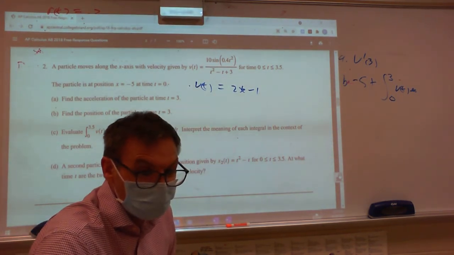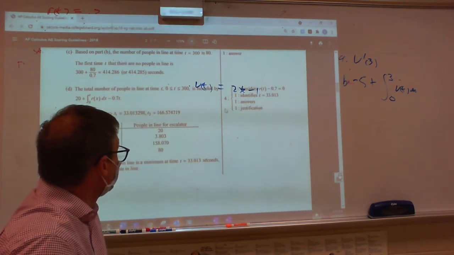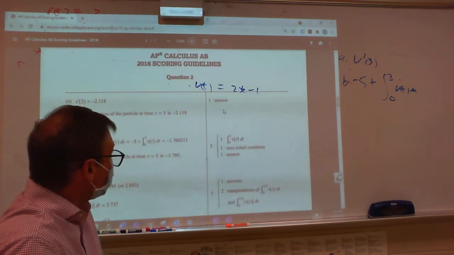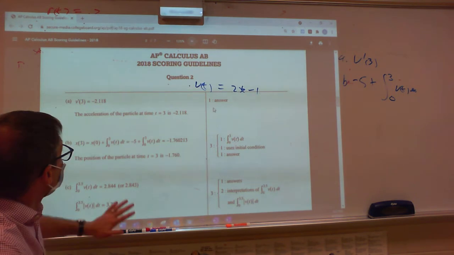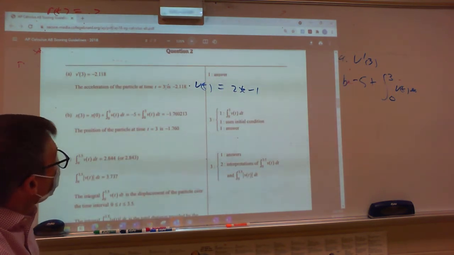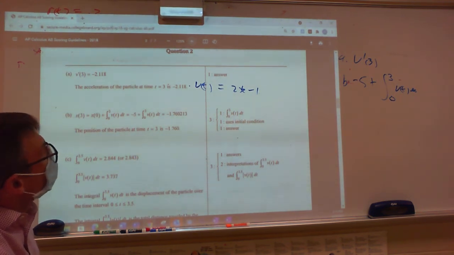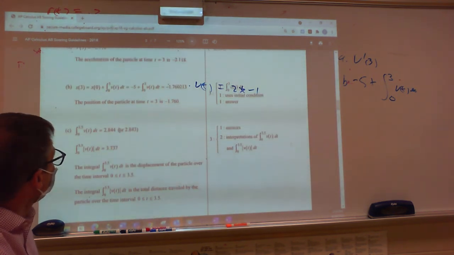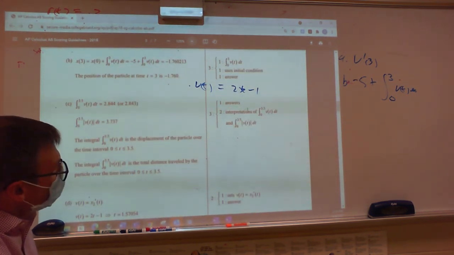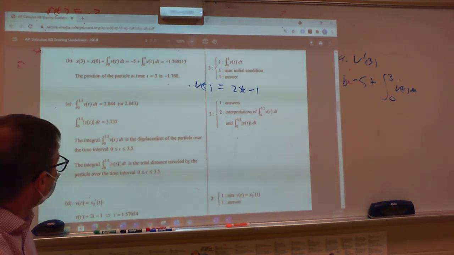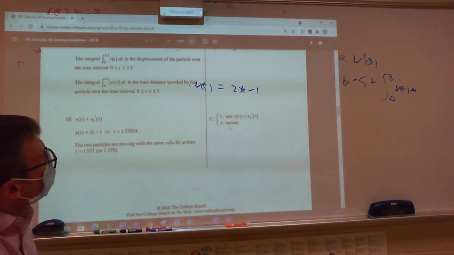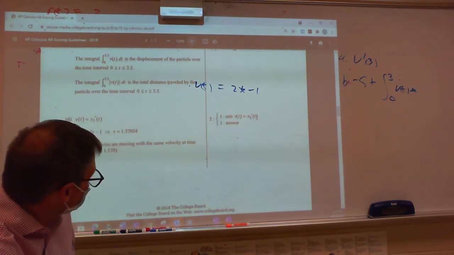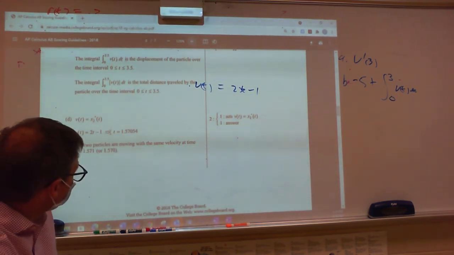And because I'd like to really start the third question. I know. Well, I said start, I'm not going to finish. But notice you get 1 point for this answer. You get 1 point for saying integral from 0 to 3. You get 1 point for using the initial condition and 1 point for the answer. You get 1 point for the answers and you get 2 points, one for each of the interpretations. And then you get 1 point for setting the velocity equal to this, so actually saying this and then finding this part.